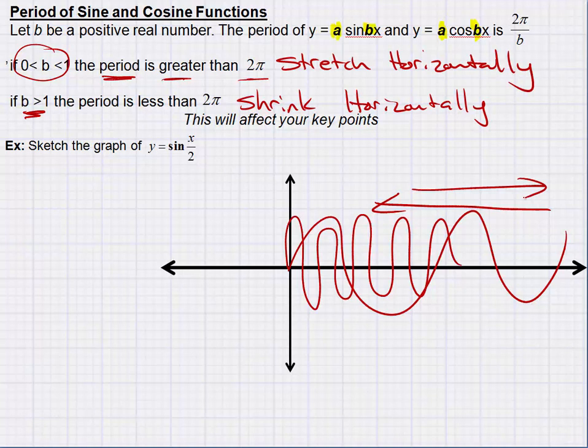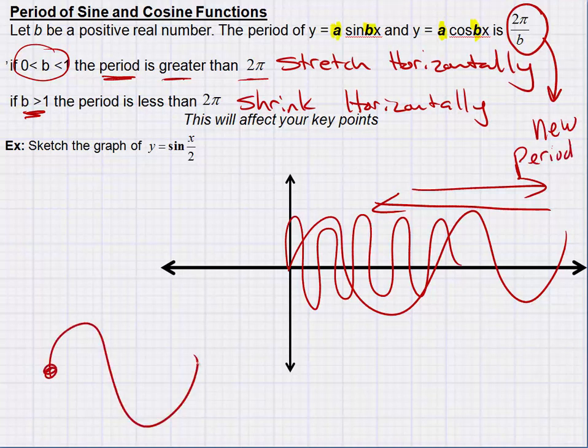And if I'm doing that, I'm affecting my period. So how is the period going to change? Well, b is going to affect the period. And the way we can calculate what the new period is going to be is to use this little formula. I'm going to take 2 pi and divide it by b. And this will tell me what my new period is going to be. And that period is the distance from one end to the other end. This distance here. That would be my new period.